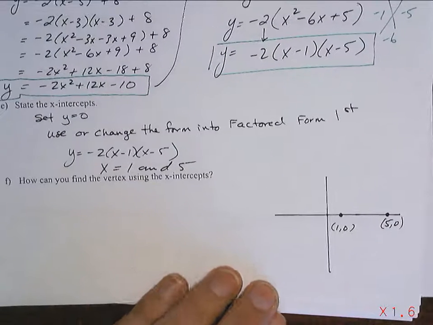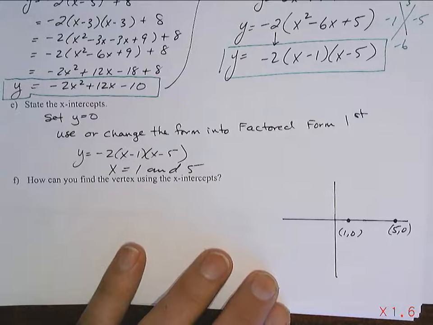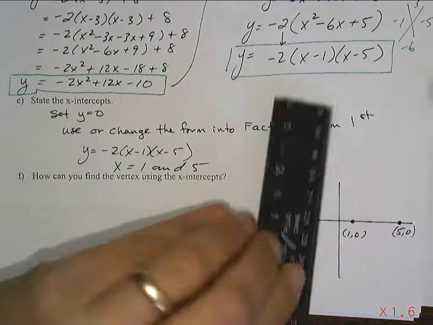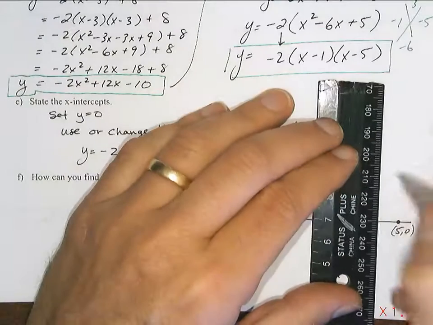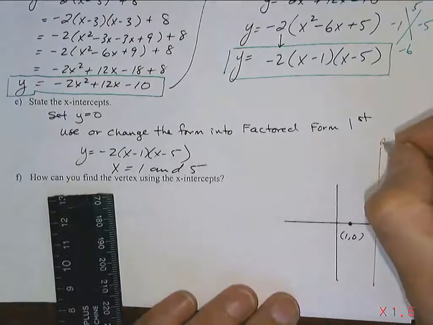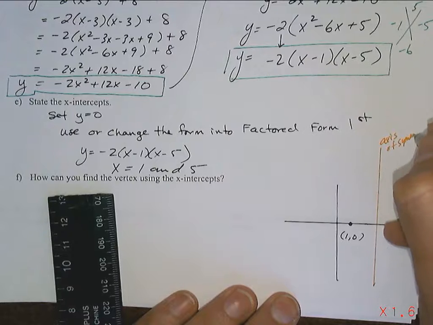Let me get something out of the way for the kids at school that's in the way. Okay. So that's what I know if I know my X-intercepts. The axis of symmetry has to lie halfway between there. That's your axis of symmetry. And we should remember that from grade 10.